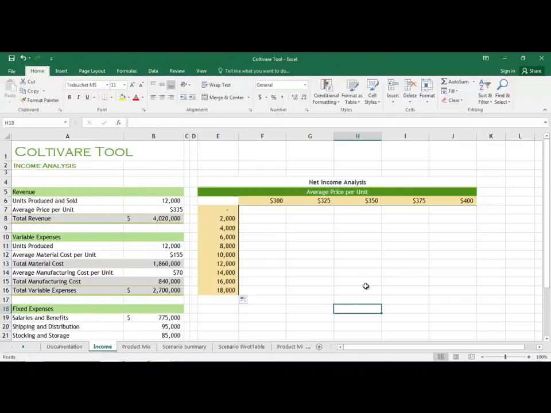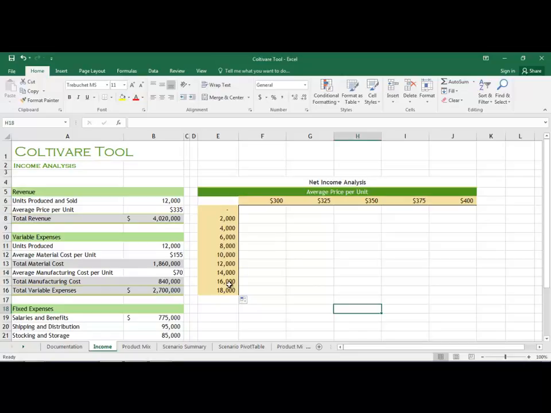So in our last video we played with a one variable data table, which is a very useful tool, and it stepped things up from a goal seek where you could only change one thing to get one outcome, to allowing us to change one variable with multiple inputs and get multiple outputs. Now in this case we're going to change multiple things: not only the average price that we sell at, but also the amount of units we make.